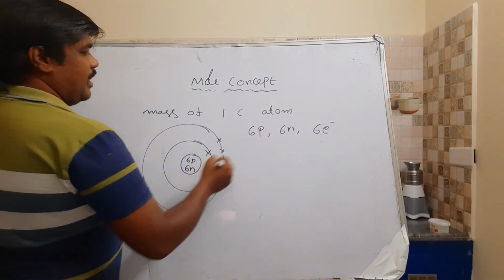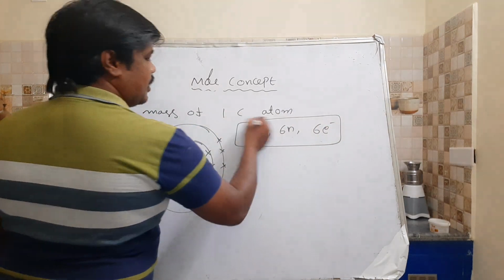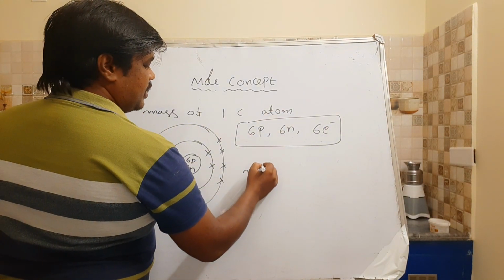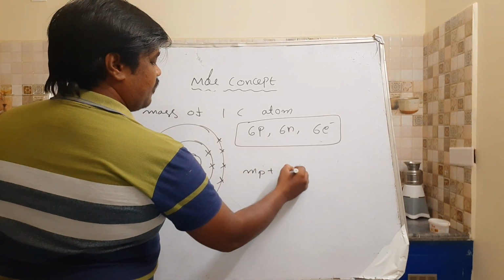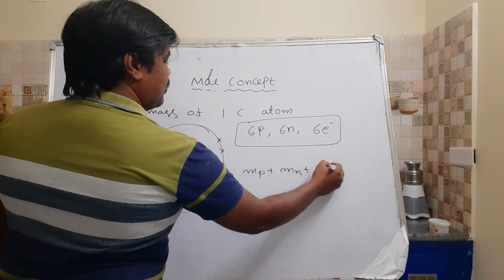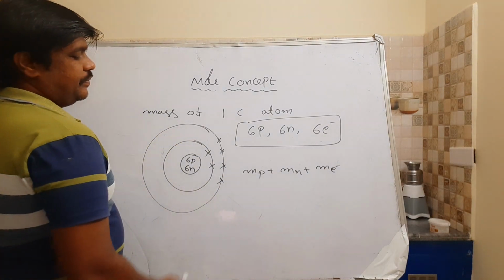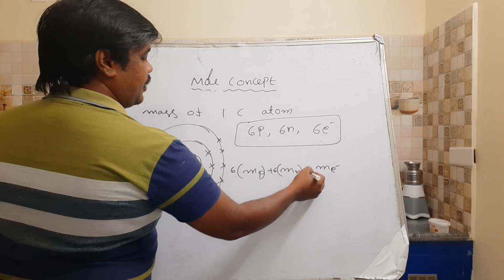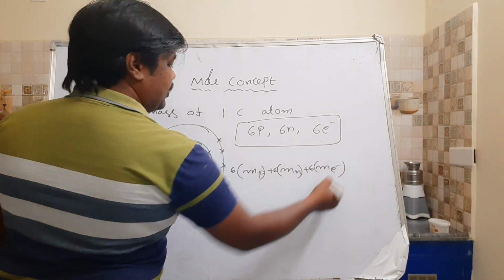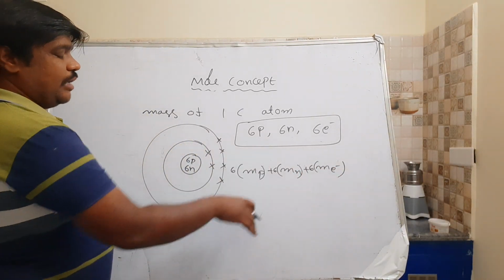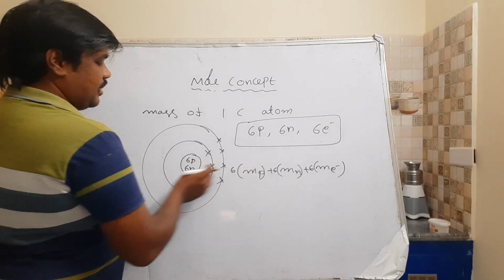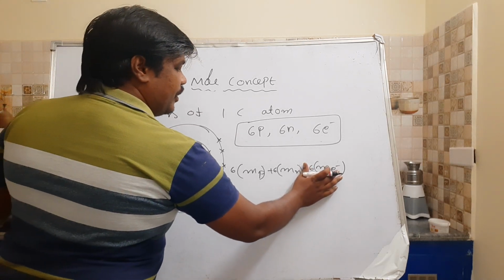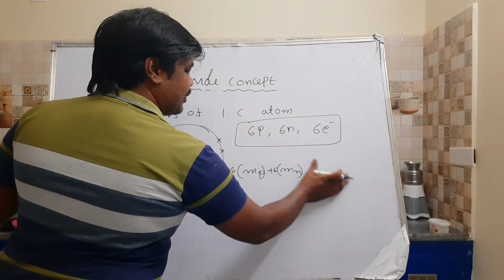What is the mass of one carbon atom, students? It is the mass of protons plus mass of neutrons plus mass of electrons, right? 6 into mass of protons, 6 into mass of neutrons, 6 into mass of electrons, because in a carbon atom there are 6 protons, 6 neutrons and 6 electrons. Of course, we are going to neglect the electrons, because the mass of an electron is very negligible.